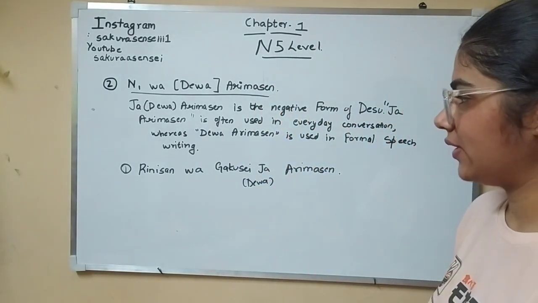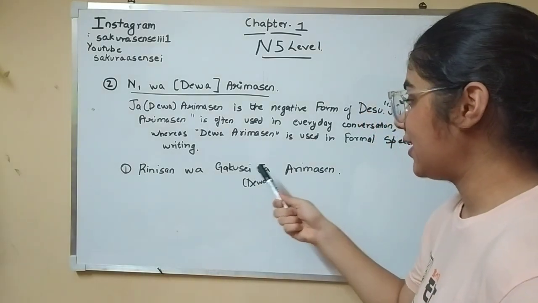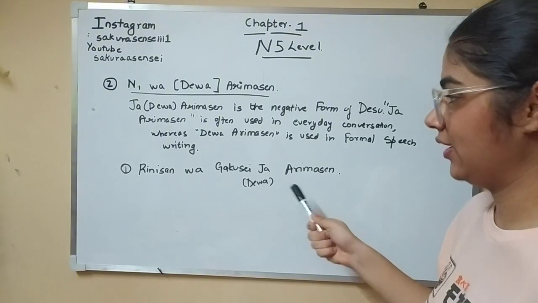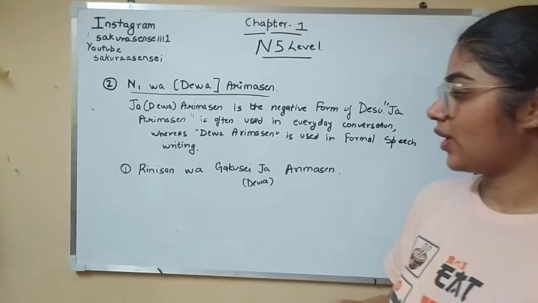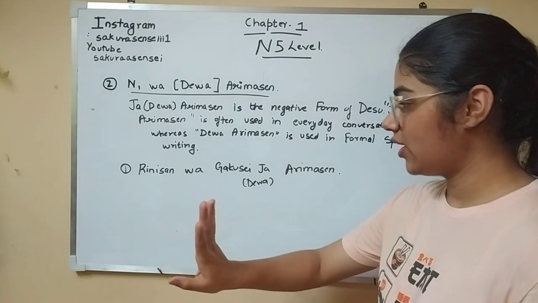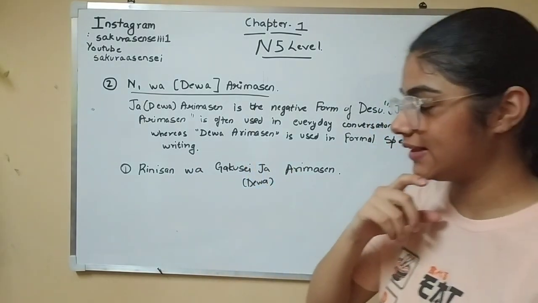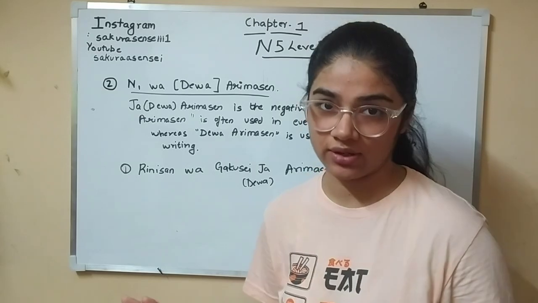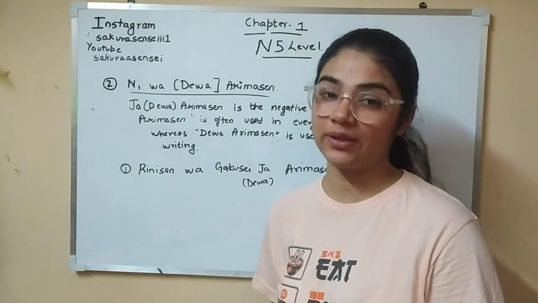So let's understand this with an example. Rini san wa gakusei ja arimasen. Rini is not a student. So when I say Rini san wa gakusei ja arimasen, I am basically stating that Rini san is not a student. So this is how you will make a sentence into a negative form in Japanese.